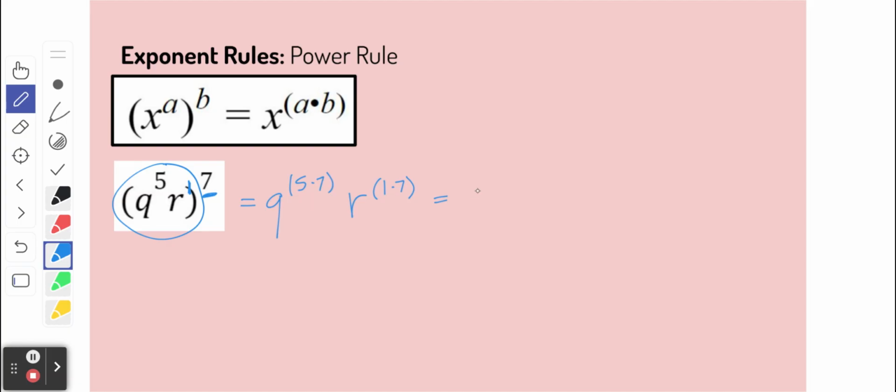I go ahead and simplify. 5 times 7 gets me 35. 1 times 7 gets me 7. So my simplified version here is q to the 35th, r to the 7th.